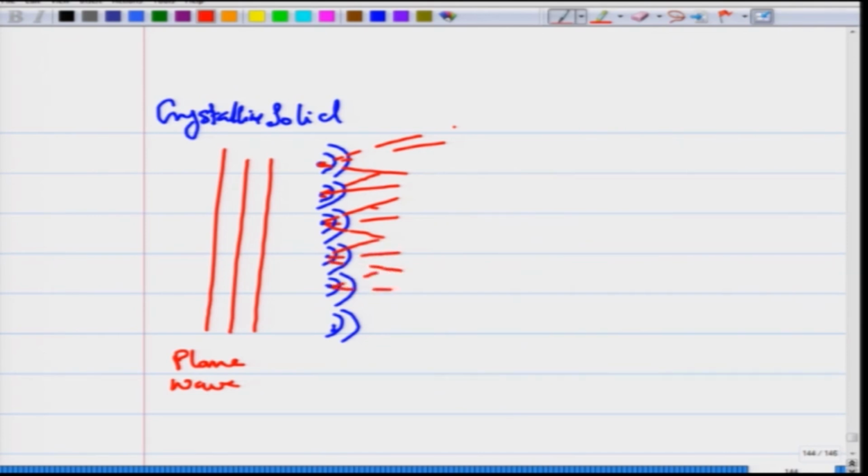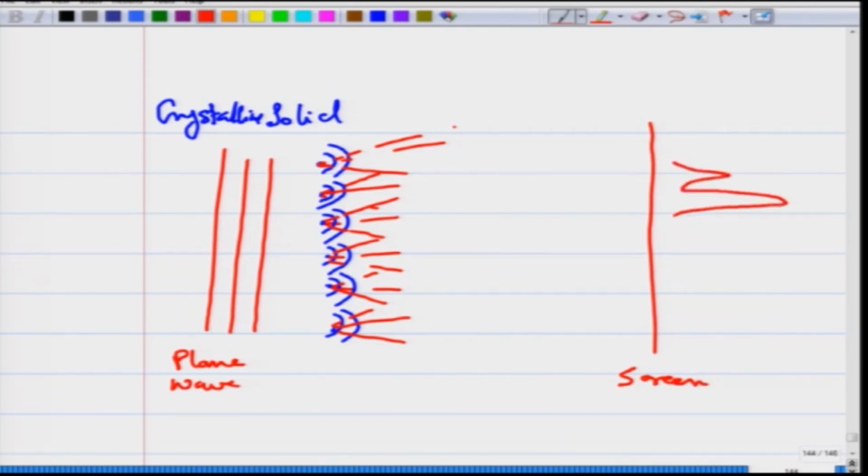and just as before in the optical case, if I have a screen, then I should observe a diffraction pattern. I should observe a diffraction pattern. So, just as in the optical case, if you have light which falls on this diffraction grating, you will have a diffraction pattern.